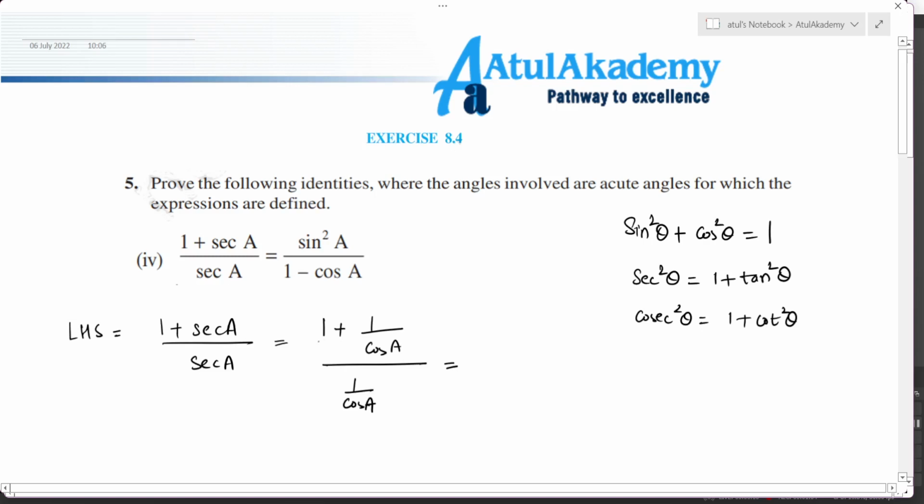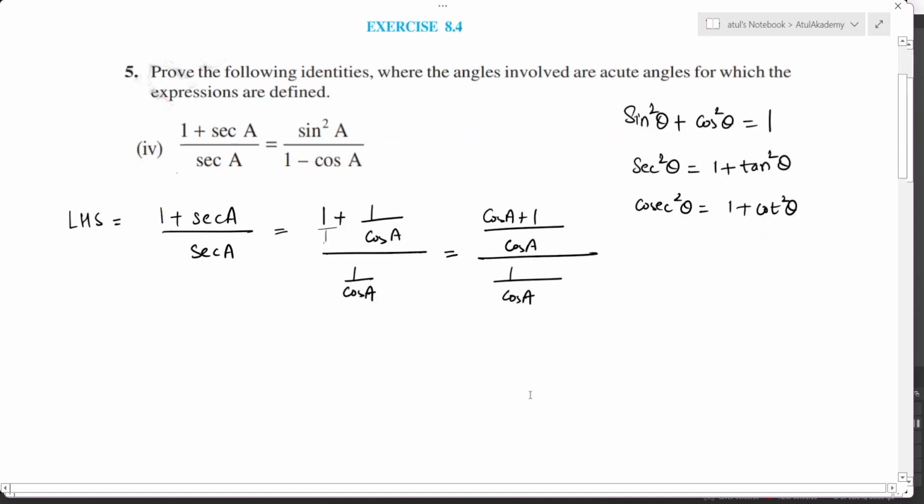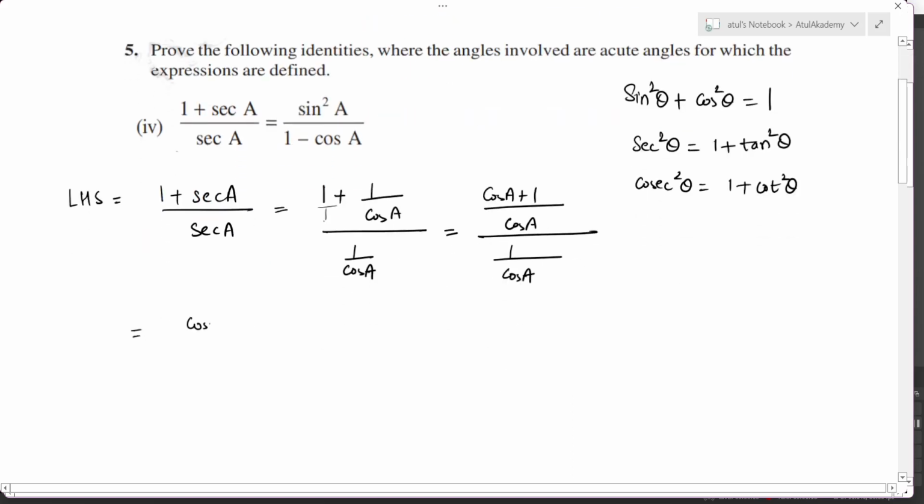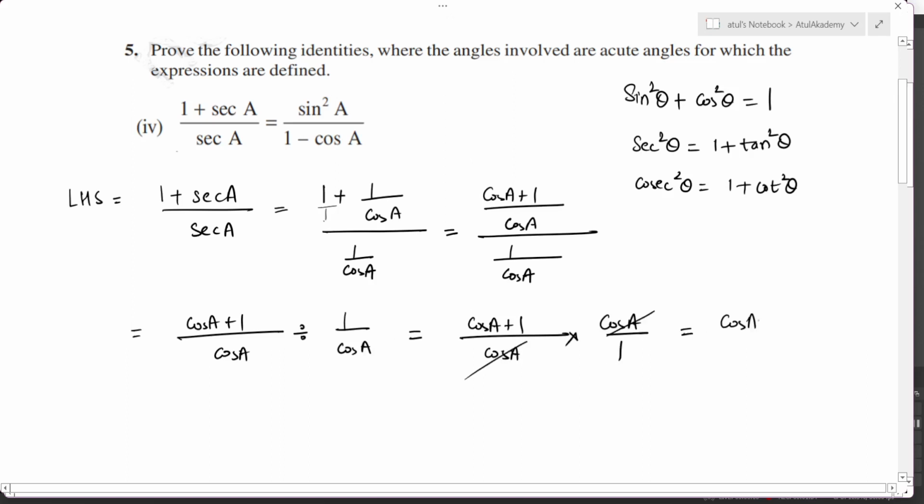I can take an LCM over here. We can make it 1. So I have to make it like cos A. So it will be cos A plus 1 divided by cos A over 1 by cos A. If you have confusion in this fraction part, you can change it in this form. Divide by 1 by cos A, which will be equal to cos A plus 1 over cos A into cos A by 1. These two cancel out, so we are left with cos A plus 1, or we can say 1 plus cos A. Both are the same thing.